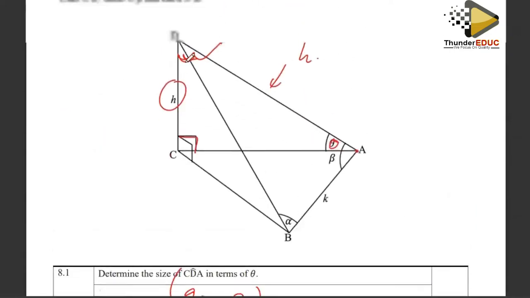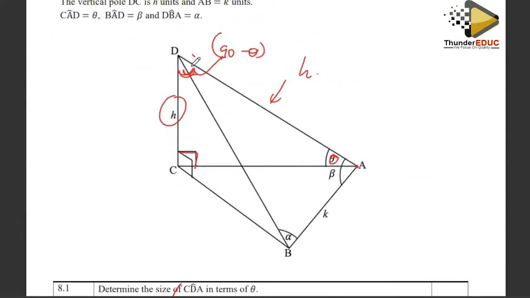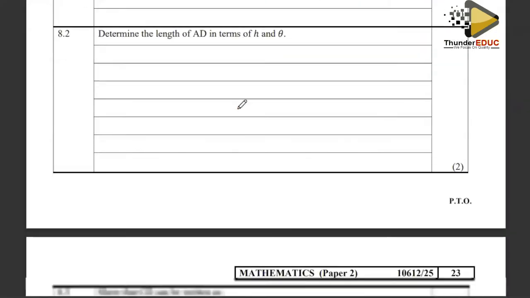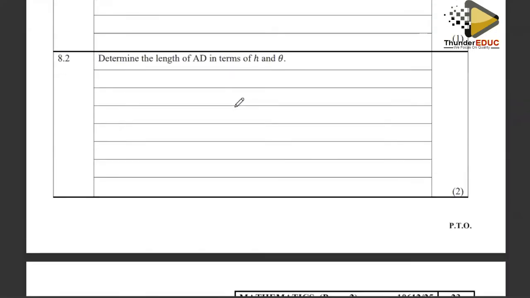Then if it is true that this is a 90 minus theta, the next question is asking us to determine the length of AD. Okay, determine AD. So this is our hypotenuse, like we said, this is the opposite to the theta. We can use the sine and say that the sine of theta is equal to the opposite, which is h, over the hypotenuse, which is AD. Do the cross multiplication, so AD becomes h over sine of theta. That's how we go about it. How many marks? Should be 2 marks. So we said AD is h over sine of theta.